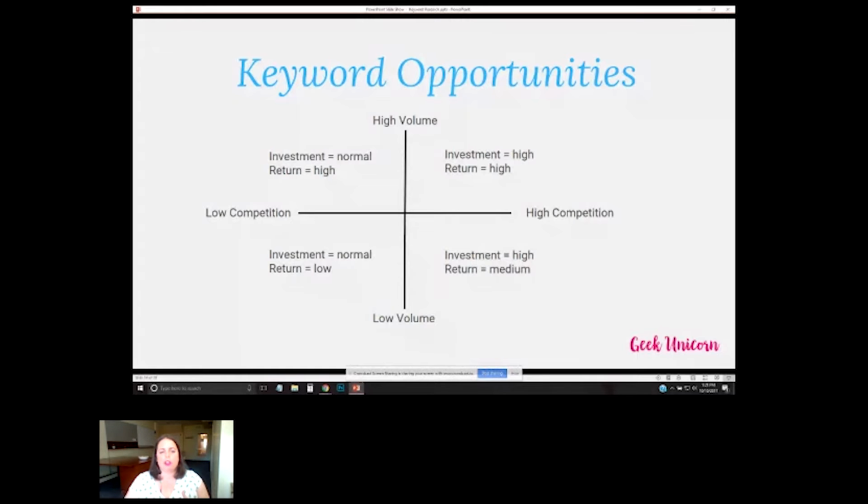Low competition, low volume. Again, the investment there is normal, and the return low, because the volume of people searching is so low. Your investment normal, meaning you're still investing time and energy, but not quite as much money. Low competition, high volume. Again, same amount of investment as low competition, low volume, in that you're still spending time, you're still spending energy, you're still content marketing, but you're maybe not paying for ads, and your return is high. But again, it's kind of hard to hit that unless you're kind of ahead of the curve.